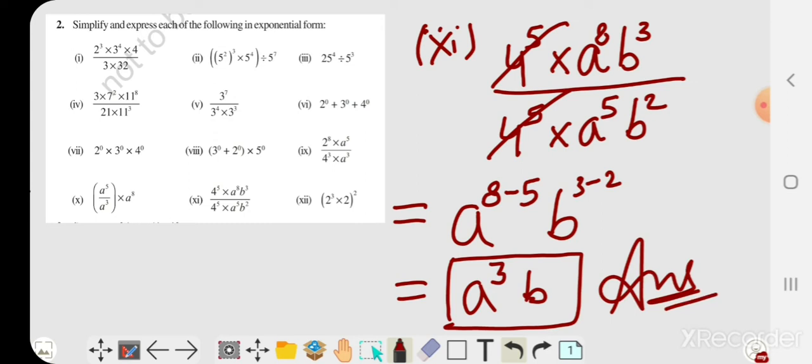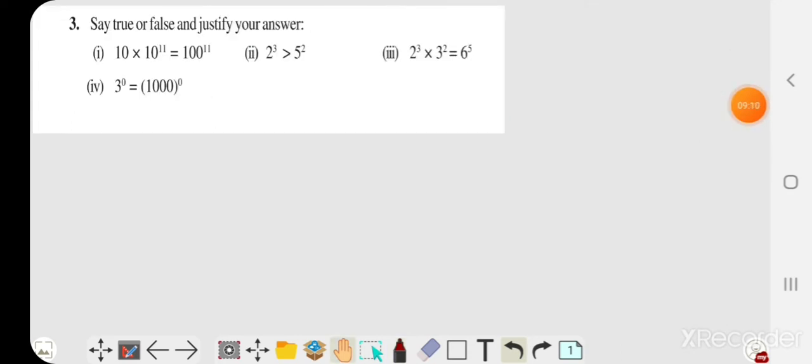Now let's move to question number 3. It is say true or false and justify your answer.